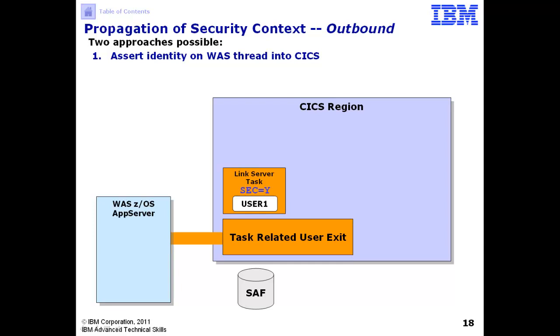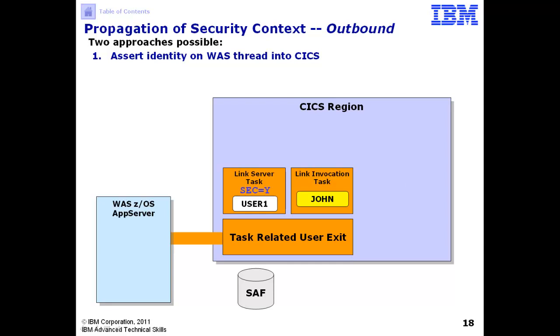A logged-in WebSphere user named John performs an action that results in a call across WOLA into CICS. John's identity is propagated across WOLA into CICS and up to the link server task. The link server task then starts a link invocation task under the passed-in ID of John. CICS will check SAF to make sure the ID of John is valid.